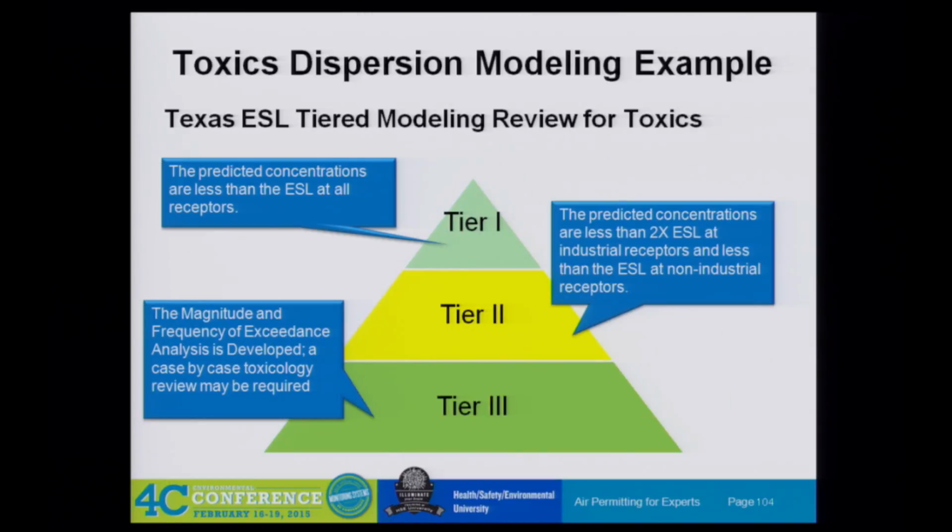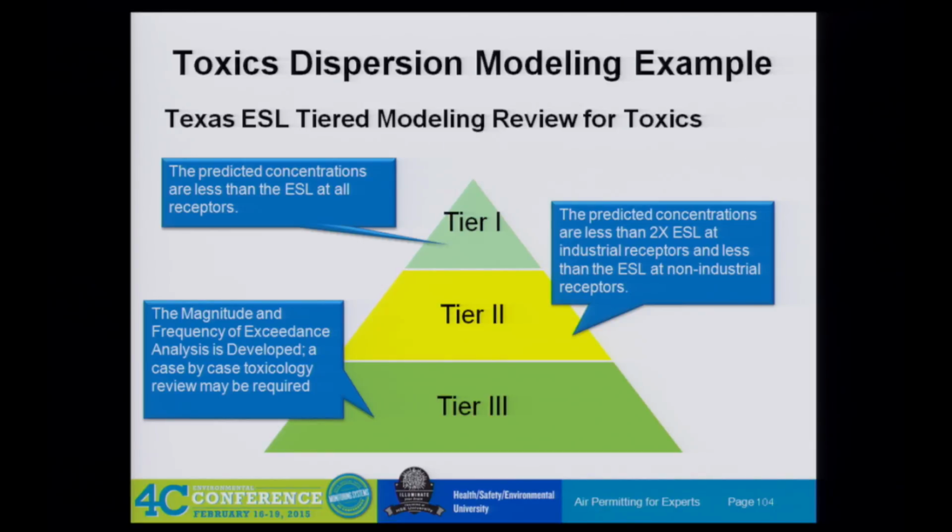So then you model the whole thing, and let's say that your predicted concentrations are less than the ESL after you go to facility-wide. You're finished. Let's say your predicted concentrations are 2 times the ESL, but that happens at the plant next door. Those are impacts at industrial locations, and in the community where there are houses or commercial things, they're less than the ESL. Then you're finished. You're done. That hardly ever happens anymore.